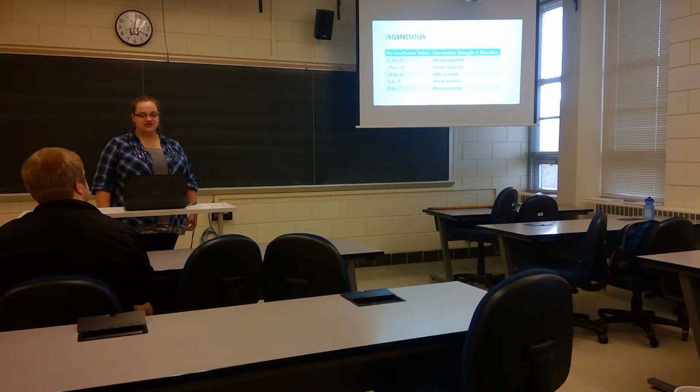So the interpretation is very similar to your regular correlation coefficient. So -1 to -0.7 is a strong negative strength and direction, and -0.7 to -0.3 is a weak negative. -0.3 to 0.3 is little or no correlation, and 0.3 to 0.7 is a weak positive correlation, and 0.7 to 1, sorry, is a strong positive correlation.